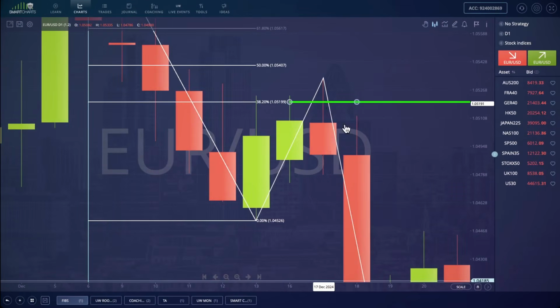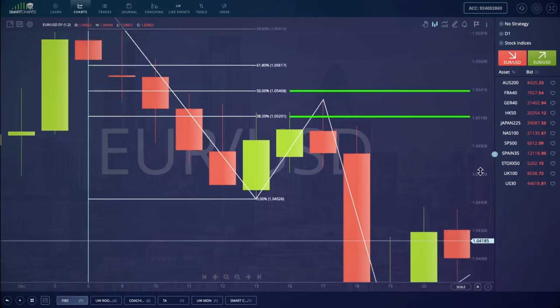38.2, which is a Fibonacci sequence number, and went near the 50%. Now, I'm not talking about how to trade off it yet. What I'm focusing on right now is just how to use the tool.